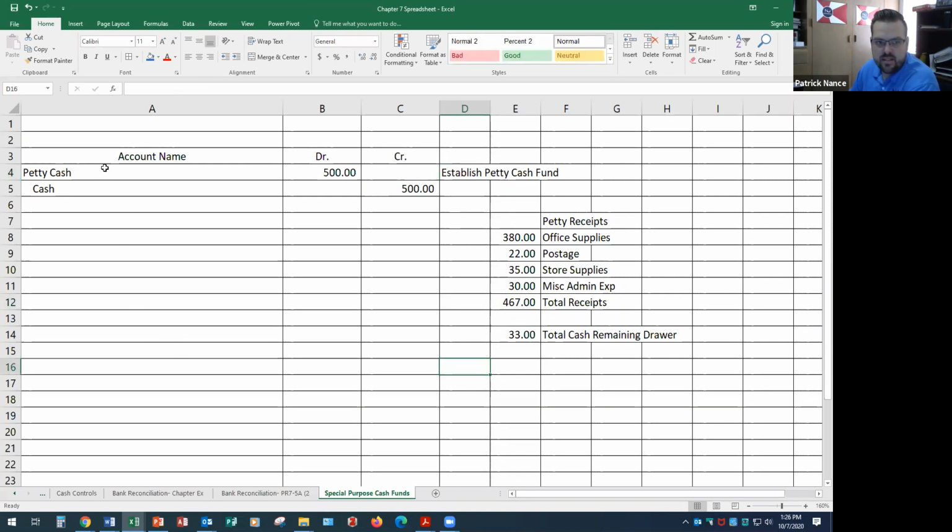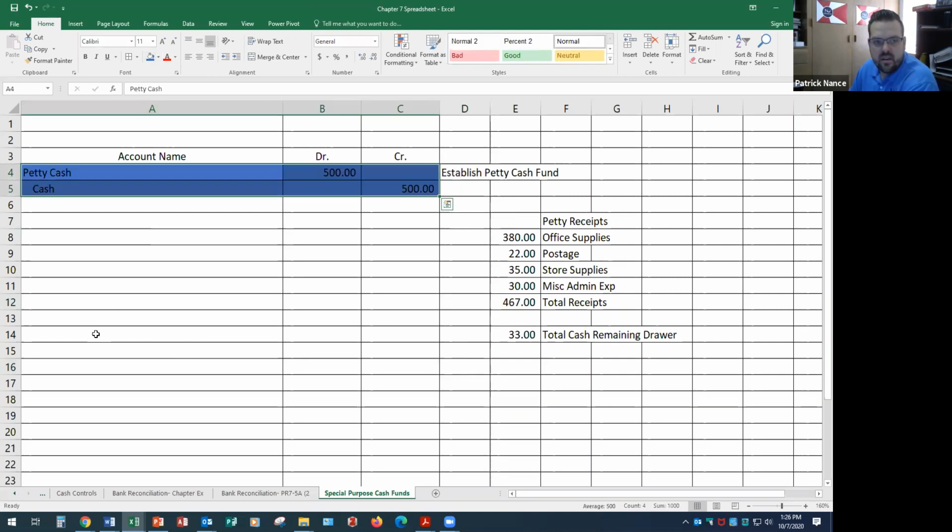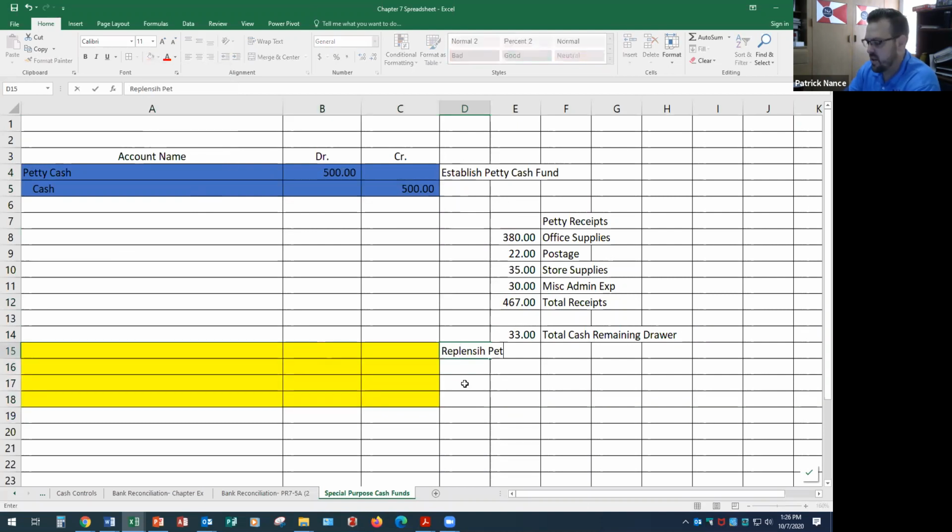Now I'm going to journalize. So this is me establishing my petty cash fund. And now I'm going to journalize replenishing my petty cash fund. So now I want to replenish the petty cash fund.